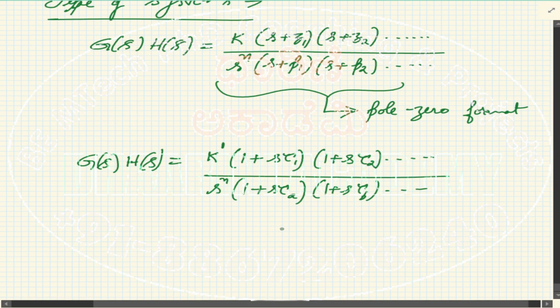Why do you need this? Because if you want to go to frequency, it's very simple. Take 1 by time, it becomes frequency. So our plots are going to be in terms of the frequency. So if you want to plot something in the frequency, I need a time term over there. I don't want the physical distances like z1, z2, p1, p2. I don't want that. So you just convert into this format because of that reason.